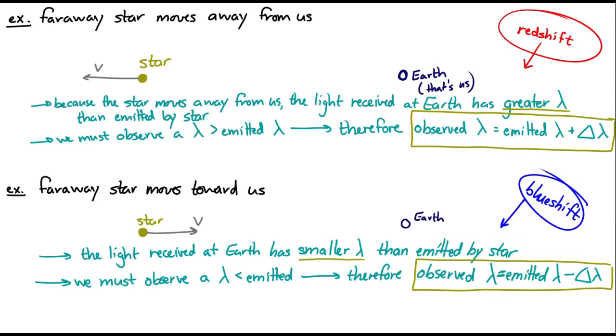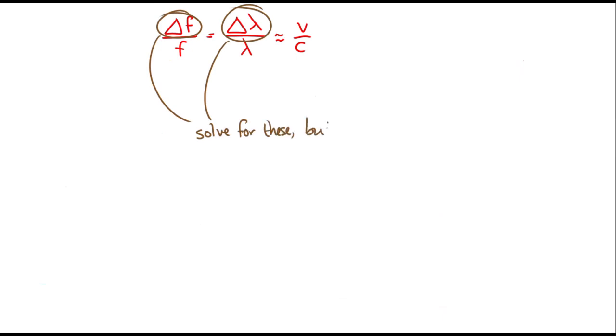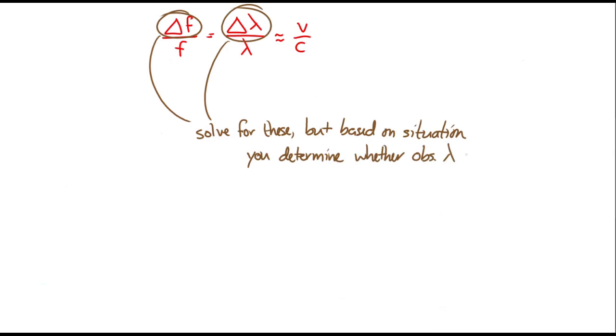You can make a similar argument for the change in the frequency using this kind of justification. But in the equation, remember, you can solve for the change in the frequency, you can solve for the change in the wavelength, but you yourself must determine whether or not to add or subtract that to the original emitted wavelength and frequency. All right.